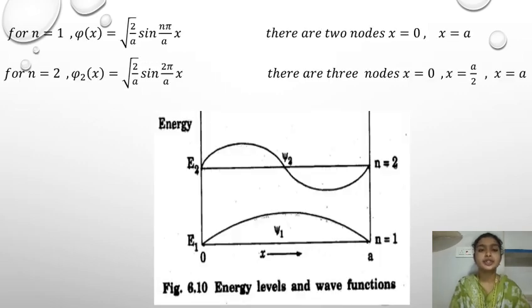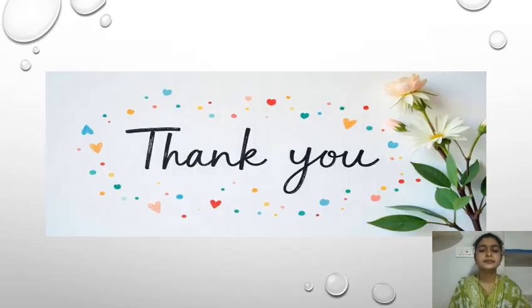For n equals 1, psi of x equals root 2 by a sin pi by a x. There are two nodes, x equals 0 and x equals a. For n equals 2, psi 2 of x equals root 2 by a sin 2 pi by a x. There are three nodes, x equals 0, x equals a by 2, and x equals a. This is the graph for the wave functions. We can see the E1 level and E2 level energies. Thank you so much.